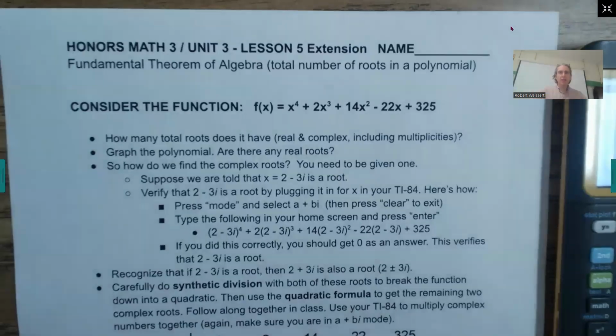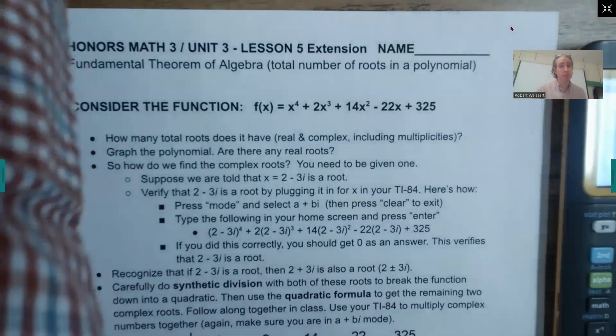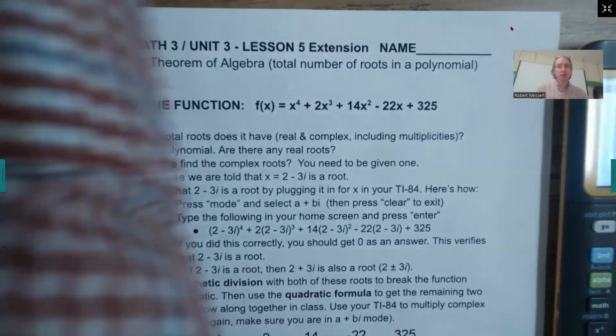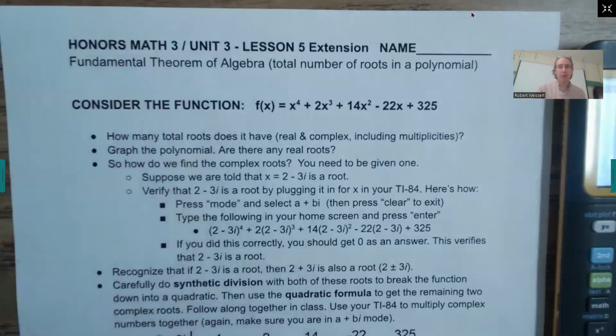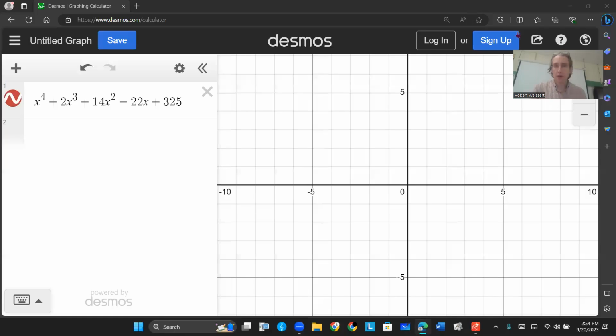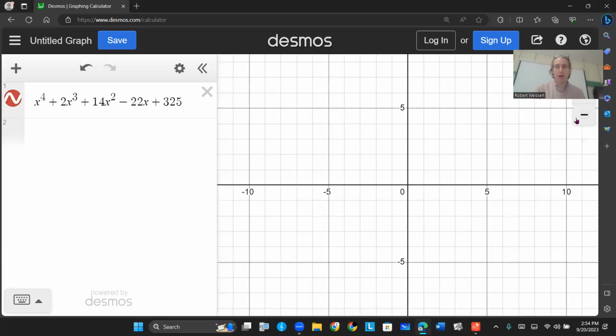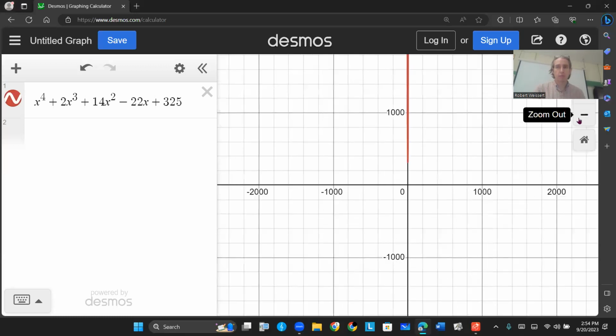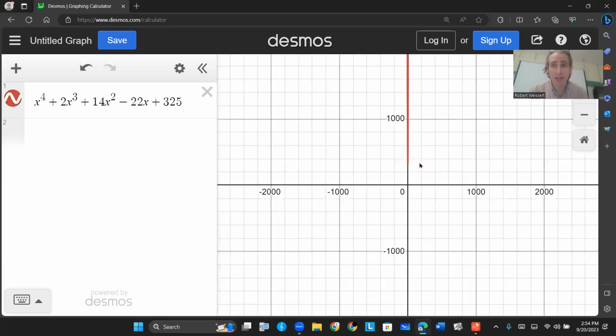Hello, everyone. In this lesson, we are going to be learning about the fundamental theorem of algebra, specifically how it applies when you are given a complex root and you're asked to find all the other complex roots. One thing that you're going to notice is you're going to graph these functions, and you're not going to find a zero at all. I could zoom out. They don't cross the x-axis.